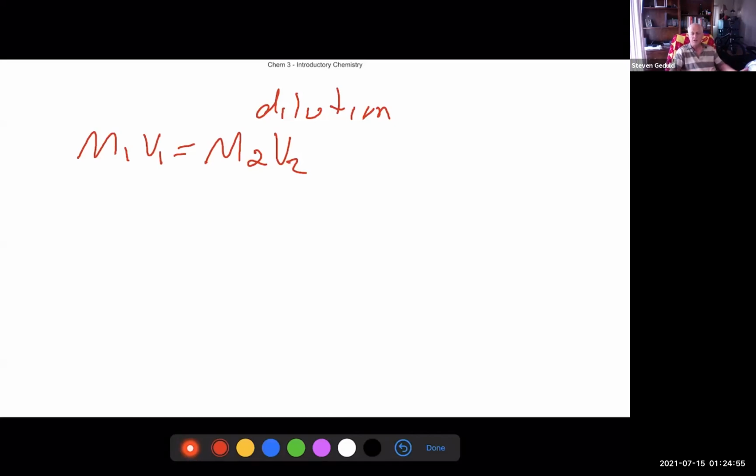And you can put M initial. And the book has your M initial, V initial, M final, V final. So it's the beginning one and the end one. M1, V1 equals M2, V2. And that's how you do all your dilutions. That's your only formula we have for dilutions. So once you see the word dilution in a problem, think M1, V1 equals M2, V2.